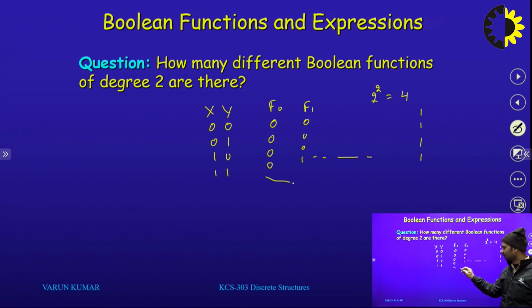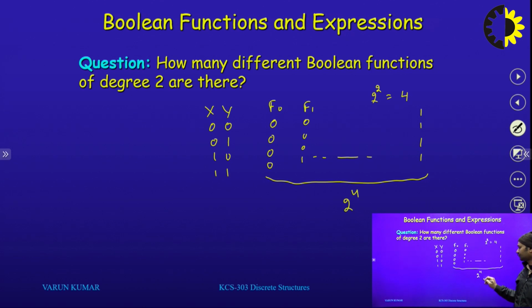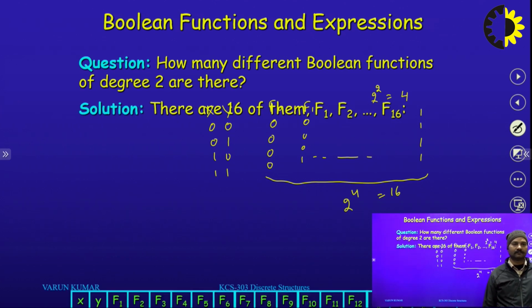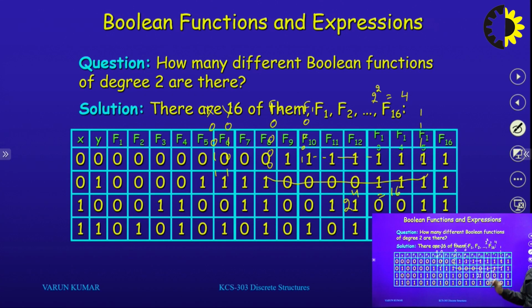So how many total combinations are there? That is 2 to the power 4, that becomes 16. So 16 different functions can be derived from this. All the tables are given like that.